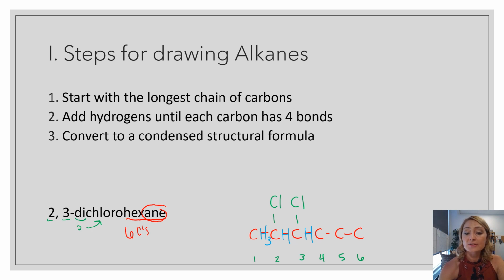Carbon 4 is bonded to both carbon 3 and carbon 5. So that's only 2 bonds. I'm going to need 2 hydrogens now to complete the octet. Carbon 5 is bonded to carbons 4 and 6. That's 2 bonds. It will need 2 hydrogens to complete the octet. And you may be starting to pick up on this pattern, but there is no branch on my final carbon. It is only bonded to carbon 5, so it needs 3 hydrogens to complete an octet.